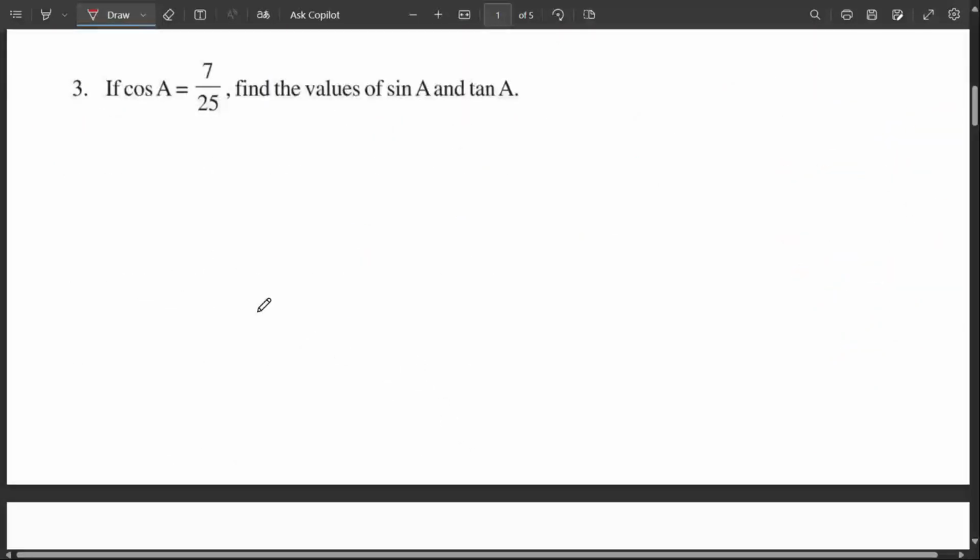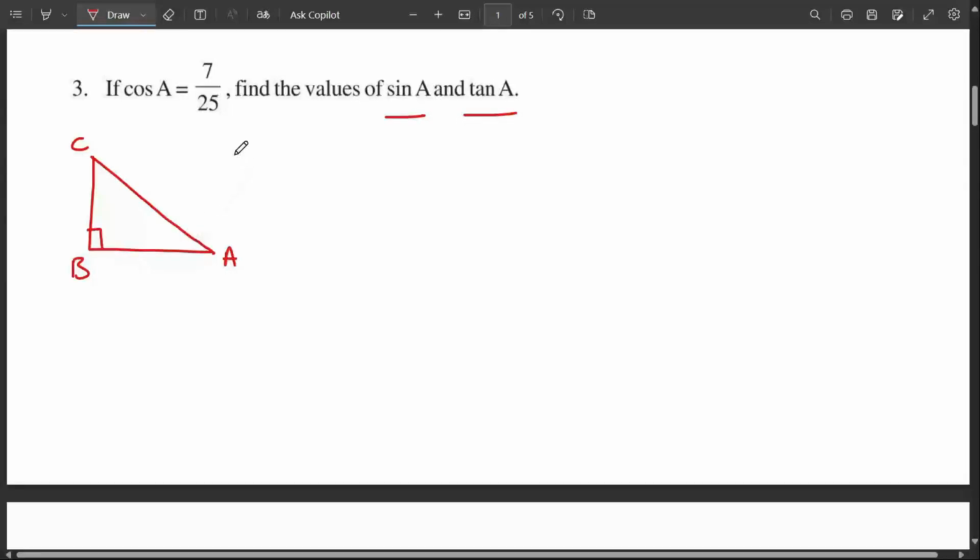So in the third question, it is given that cos A is equal to 7 by 25. So we are supposed to find the values of sin A and tan A. So again we'll draw a right angle triangle, but this time we will consider this vertex to be A, so that we can easily find sin A and tan A. So if we consider this vertex as A, then this vertex will be B and this one C.